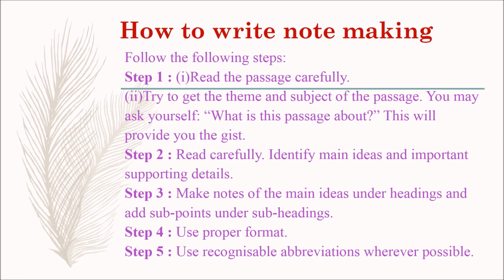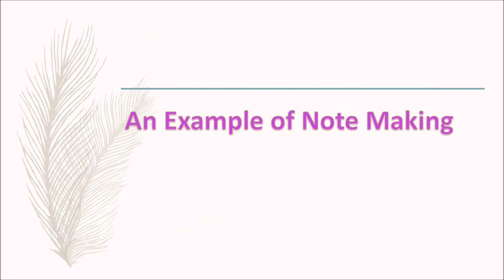Step number 2. Read carefully, identify main ideas and important supporting details. Step number 3. Make notes of the main ideas under headings and add subpoints under subheadings. Step number 4. Use proper format. Finally, step number 5. Use recognizable abbreviations wherever possible. Next, we are going to see an example of note making.